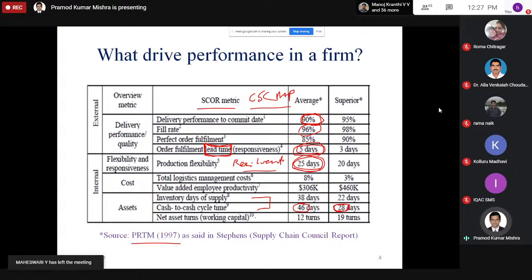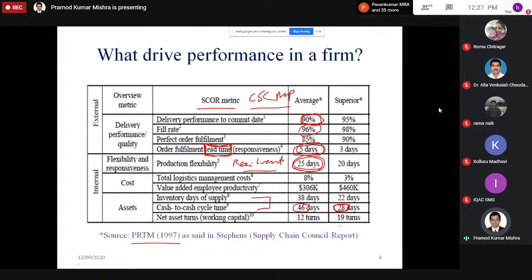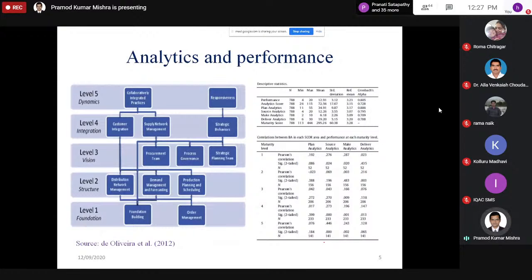That means the time gap between money received versus money paid, or money paid versus money received. So that is the cash to cash cycle time, but there is a high level metric that we can calculate for this. So the asset turns are 12 turns and 19 turns. Okay, so how often you generate your revenue out of this.